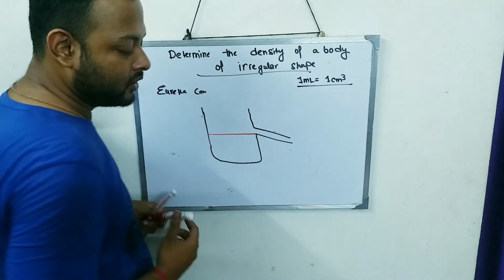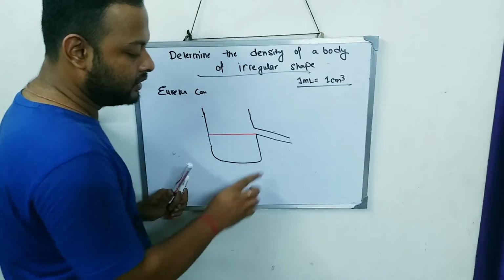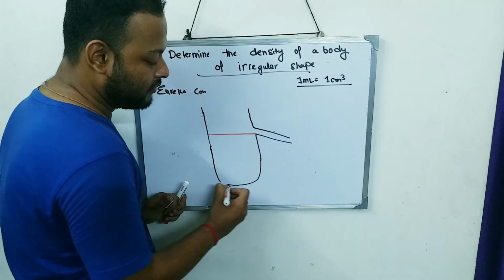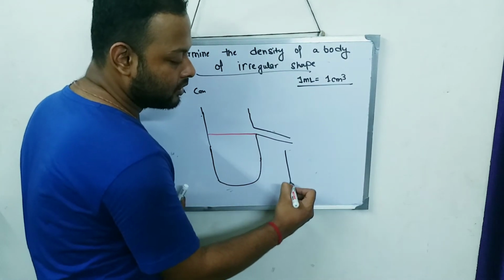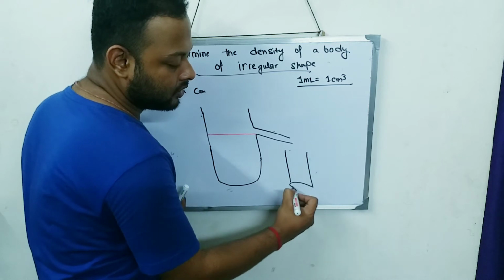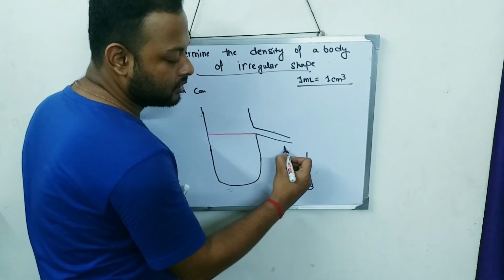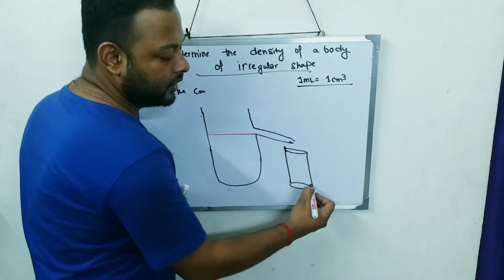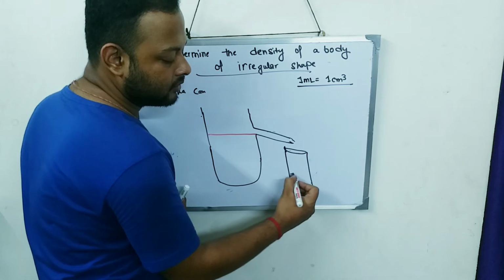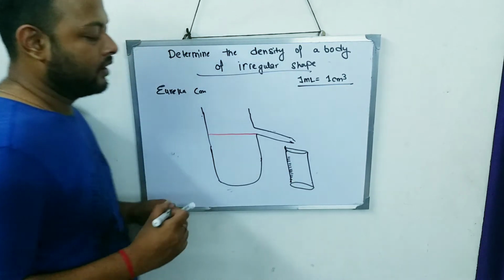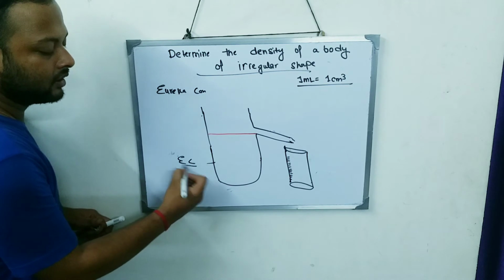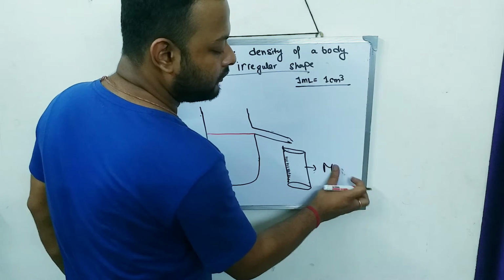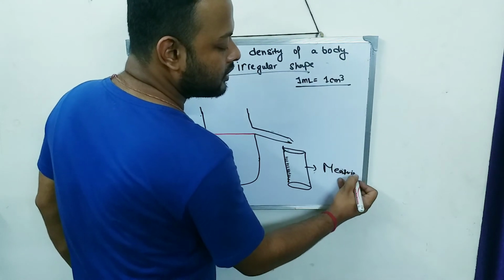On the other side of the Eureka can, on the spout side, we have a measuring cylinder. So this is a Eureka can and this is a measuring cylinder.